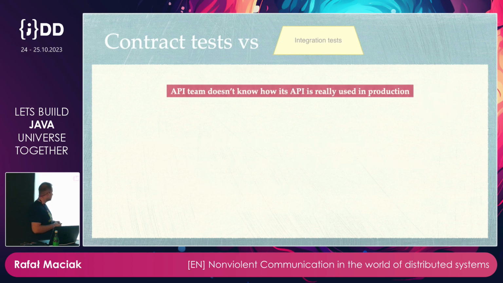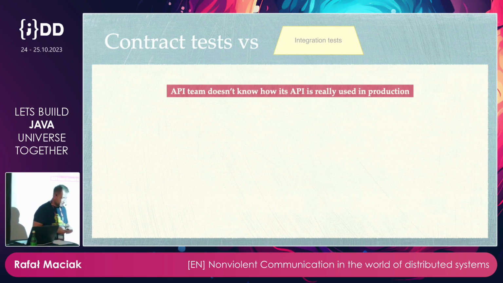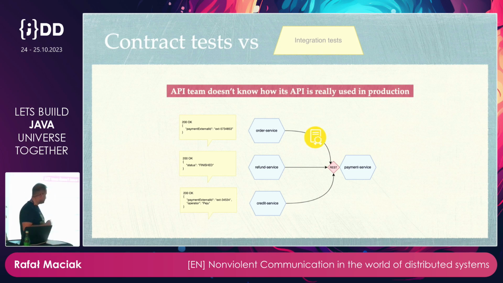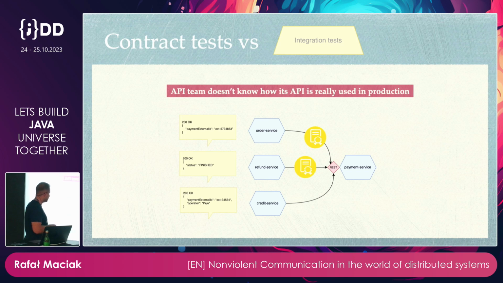And the last issue was that using only integration tests, the team responsible for maintaining the API does not know how this API is used on production. So we had an example with 3 services, and each service is using the API differently. How would it work with contract tests? With contract tests, on each branch of this communication, on each integration, there should be a contract. In the contract, there is information about how this specific service is using the REST API exposed by the payment service.